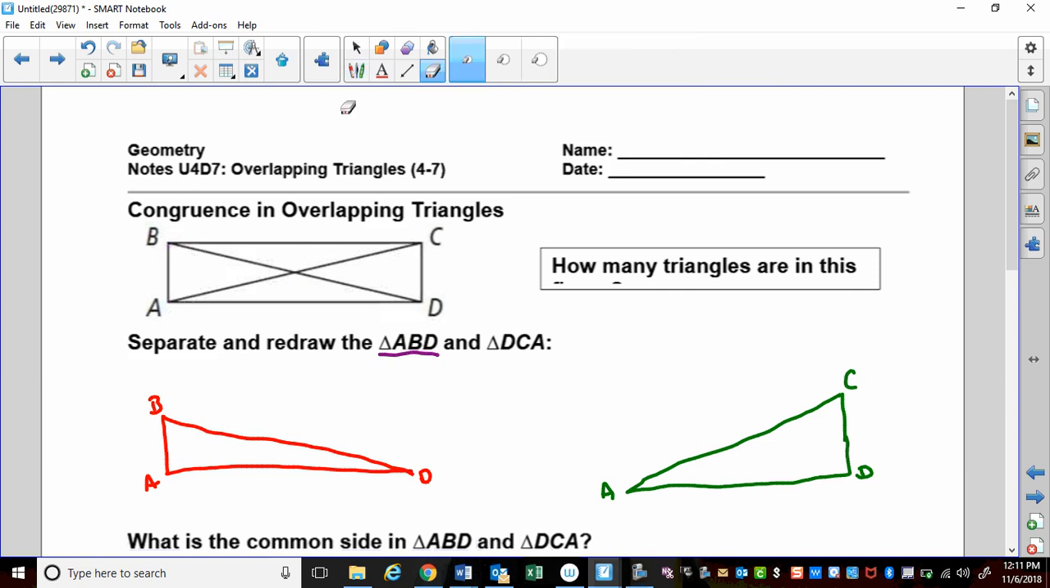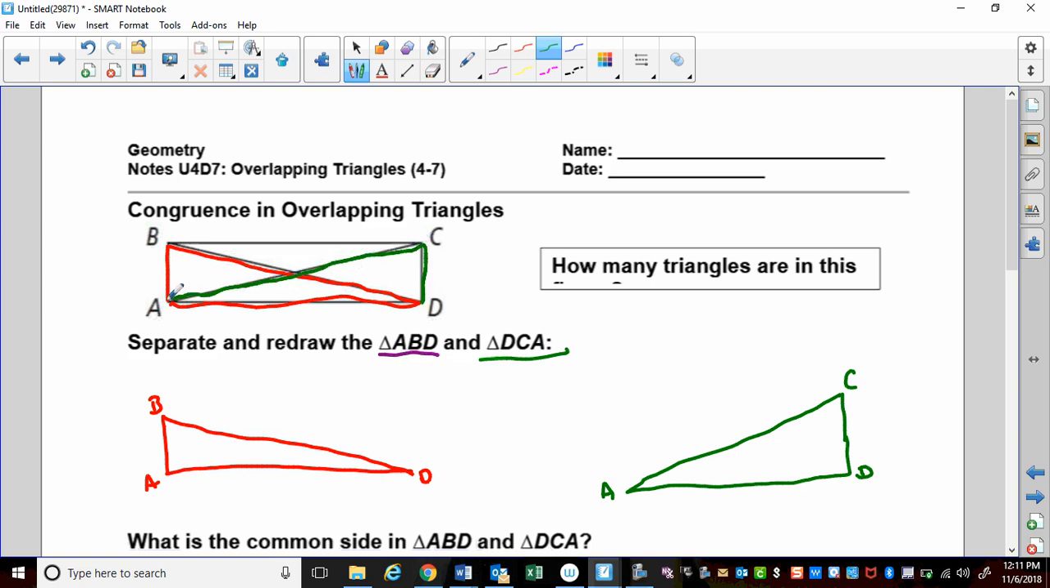ABD. Let me just draw it in red since I drew it in red. I'm going to highlight it in red. ABD. And then we go back to A. So I tried to redraw it right here. And then it says redraw DCA. DC. And then we go back to A. And I redrew it right here.